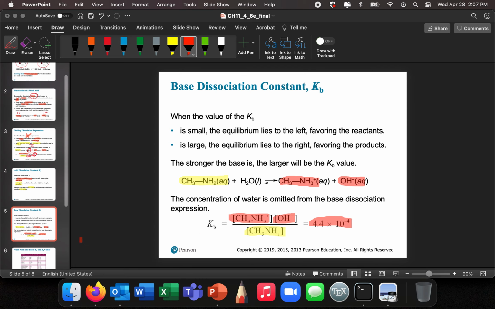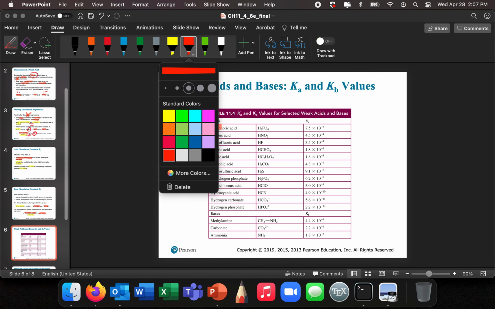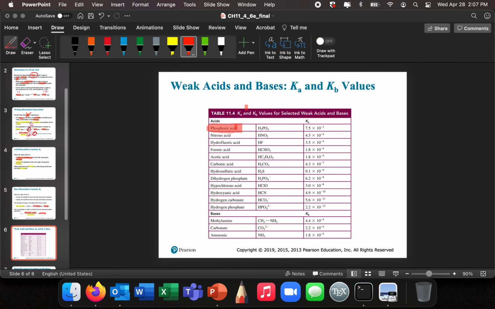All right, so here are some weak acids and bases. Table 11.4 gives some Ka and Kb values. They tell you the stronger that they are. The bigger they are, the more products they have, because remember the products are on the top. So phosphoric acid has a Ka of 10 to the minus 3. That means it's a stronger acid than acetic acid, which has a Ka of 10 to the minus 5.